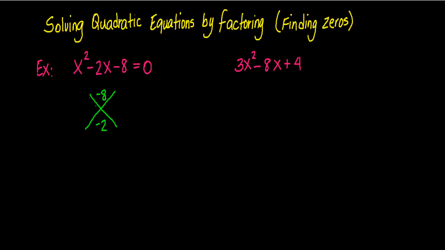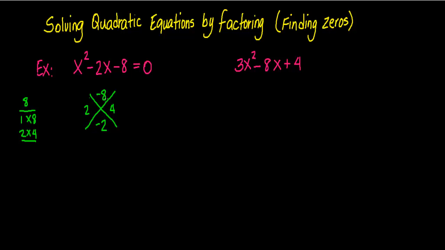So you can make a list of the factors of 8, which is 1 times 8, 2 times 4. Which of these two pairs will work? 2 times 4 will work. So you write 2 and 4. When you multiply those factors, you get 8.